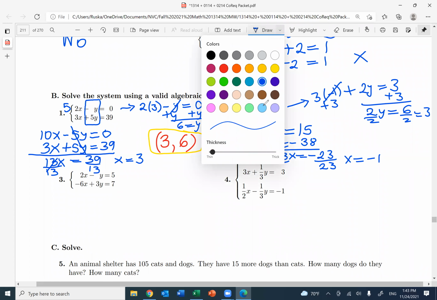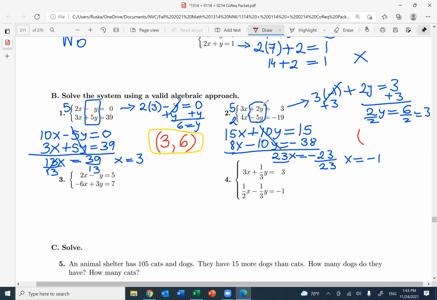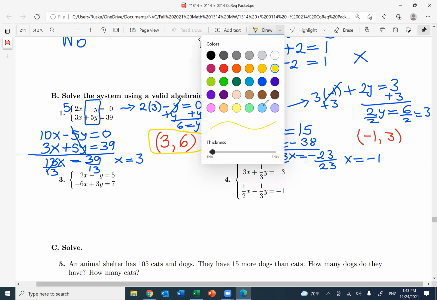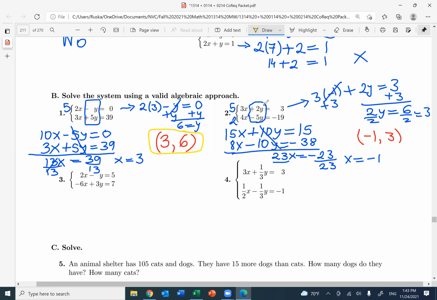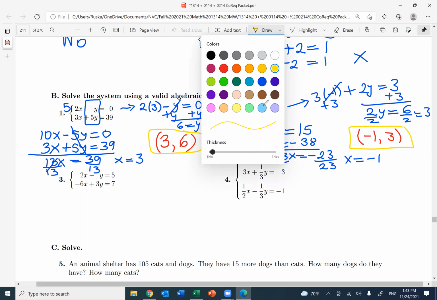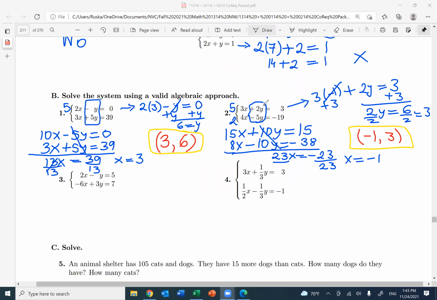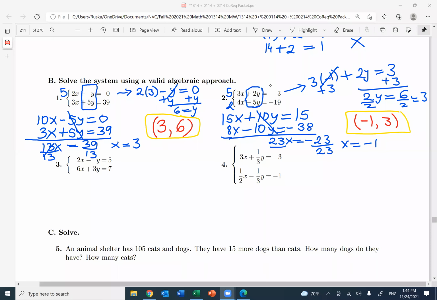And then let's write the solution. The solution is going to be a pair. X in the first place, which is negative 1, comma 3. So this is my answer. Everybody understand how to do that? Okay, let's do a few more, and then I'll put you in groups to practice this. Let's do both of those.